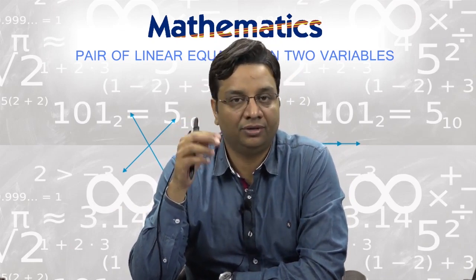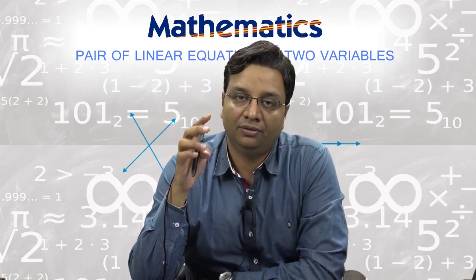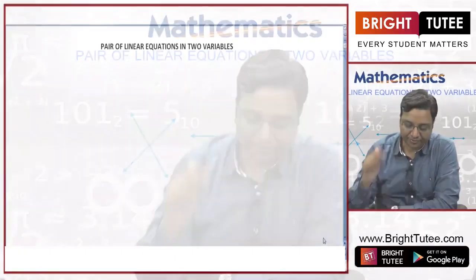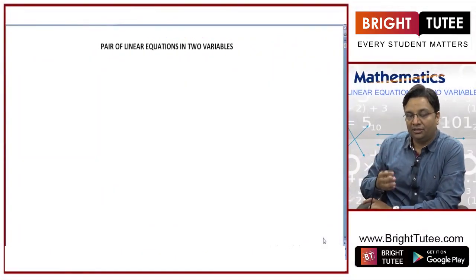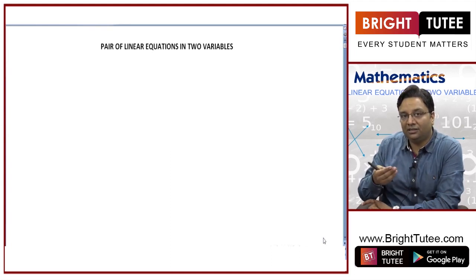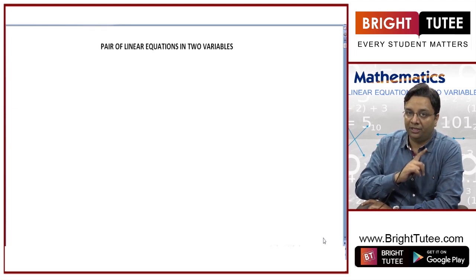In this lecture on pair of linear equations in two variables, we will solve the questions using the cross multiplication method, right? First we will understand what the cross multiplication method is and then we will solve some of the questions. Now in the last lecture we studied the elimination method. This cross multiplication method is just an extension of the logic that we used in the elimination method.